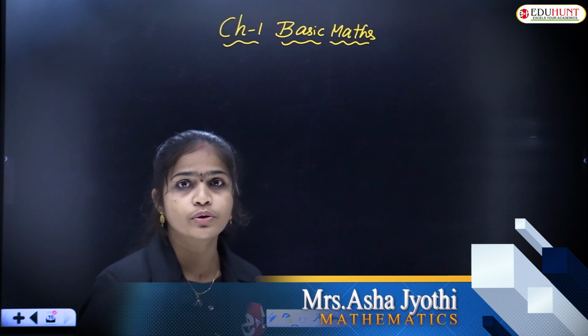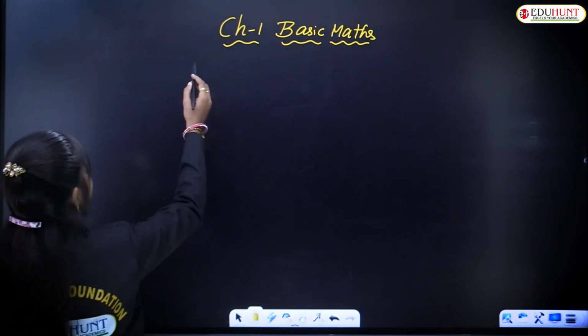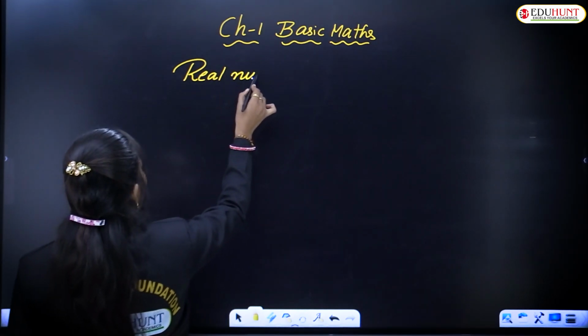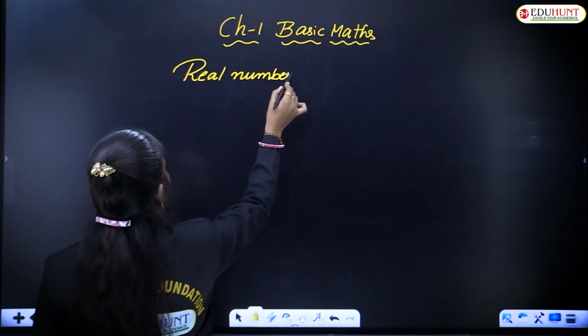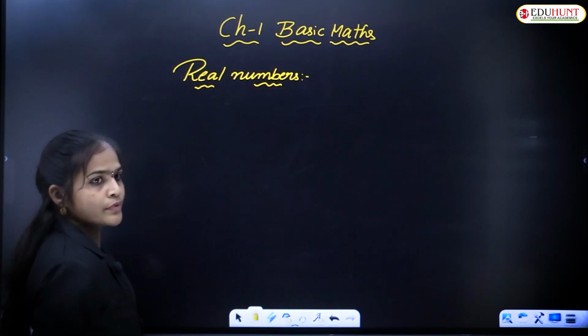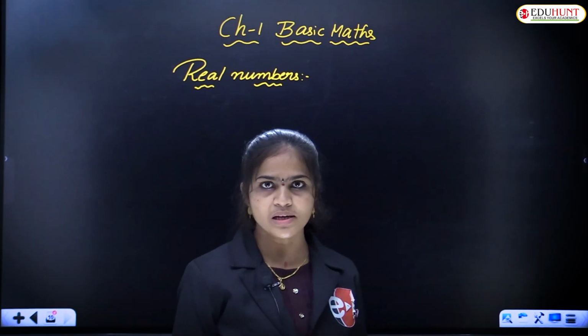Hi children, so in the previous video we discussed up to irrational numbers, right? So in this video we are going to discuss the leftover types of numbers. The next important one is real numbers. What is that? Real numbers. Before this video we discussed rational numbers and irrational numbers, right?